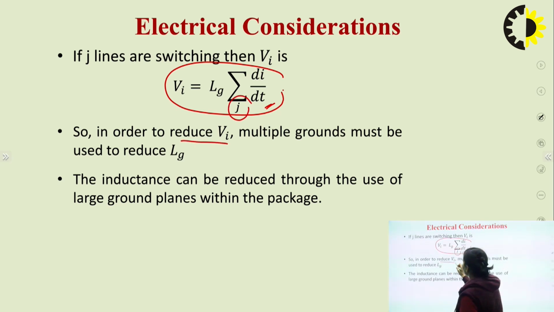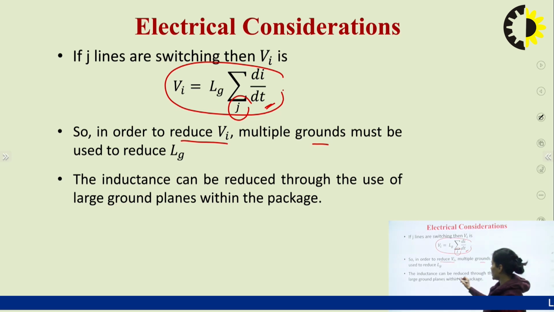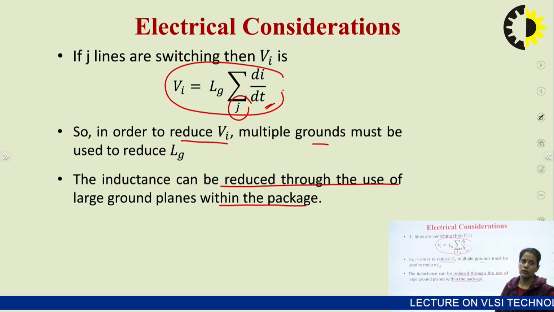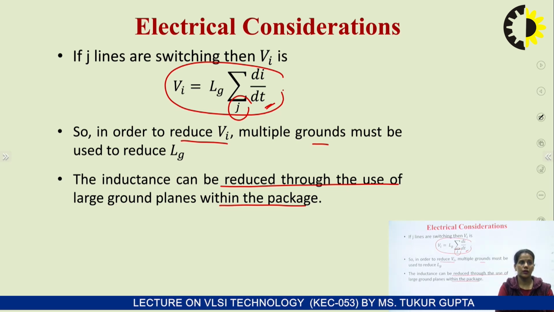So in order to reduce Vi, the multiple ground leads should be used to reduce Lg. The inductance can be reduced through the use of large ground planes within the package. So for better electrical properties, the large number of ground planes should be used in a single package.